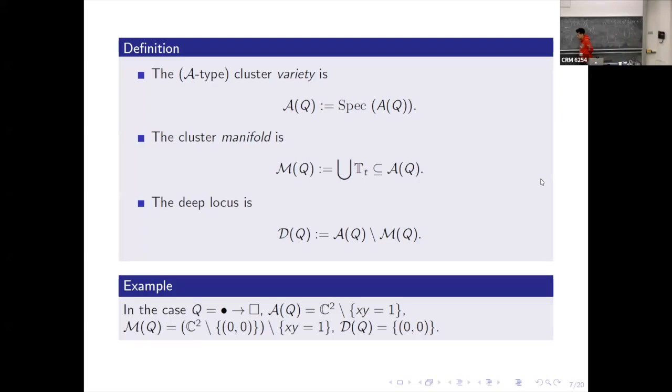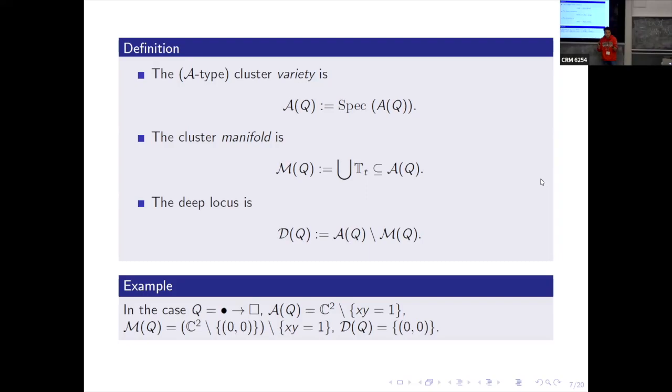What do you mean by stratification in this setting? There are some stratifications of the variety called the cluster stratifications. I don't know if these are very helpful here. You have hyperbola and the point. In this case, this would be like the cluster stratification. You have a torus and then the line, so you stratify it by C star squared and then a C, which is in the closure. But in general, we could have infinitely many cluster tori. So we have infinitely many stratifications, and it's not clear which one is the best.